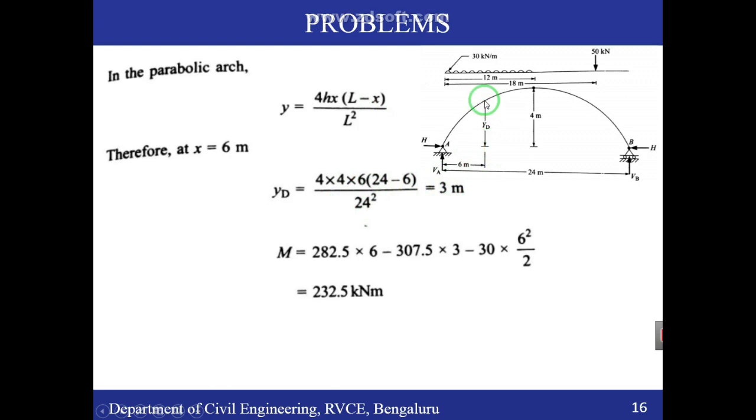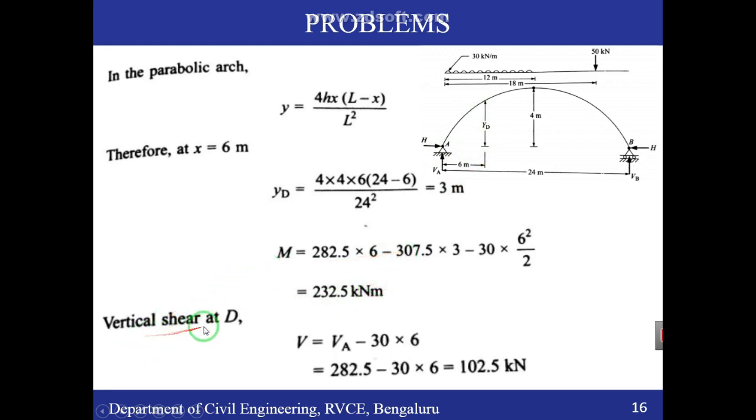So just by looking at this, you can know this is 4 meters and this is 3 meters. So the highest value will be 4, and this should obviously be less than that. If you are getting more than 4 at any point of time, there is some mistake in the calculation of the value of yD. So now substituting all the values in calculating the moment, the moment at 6 meters from A will be 232 kilonewton meters.